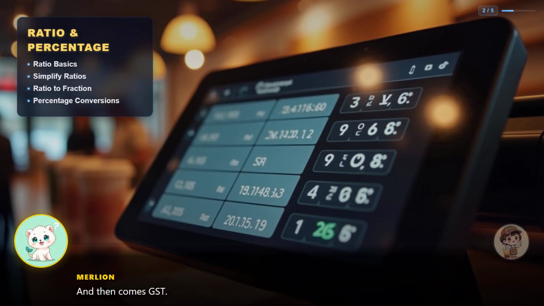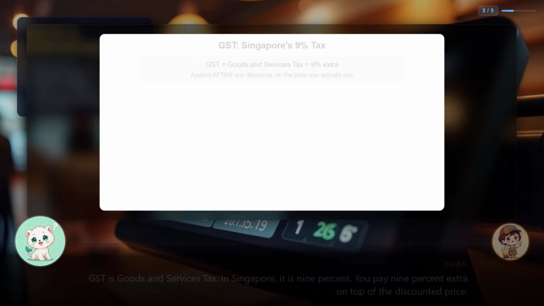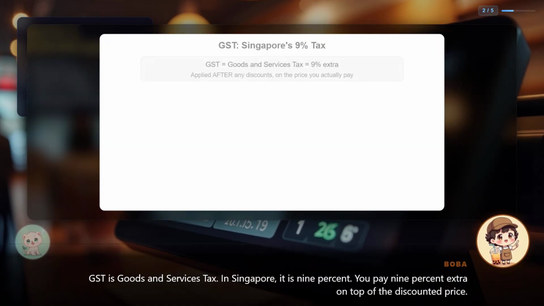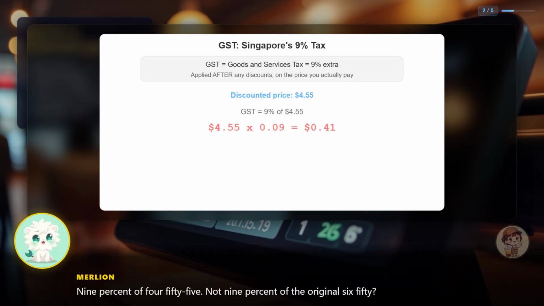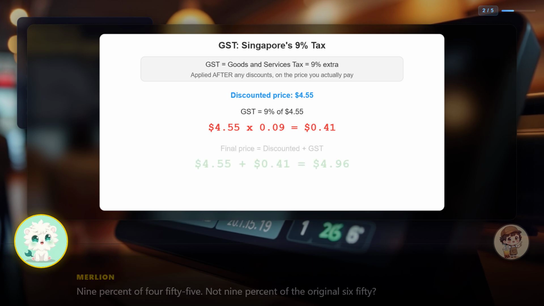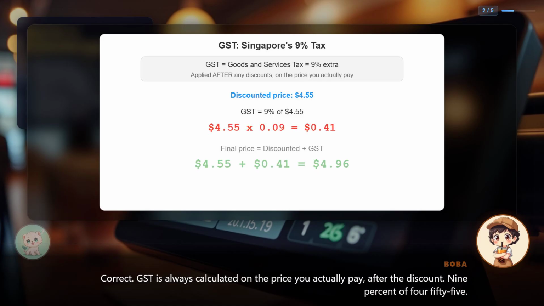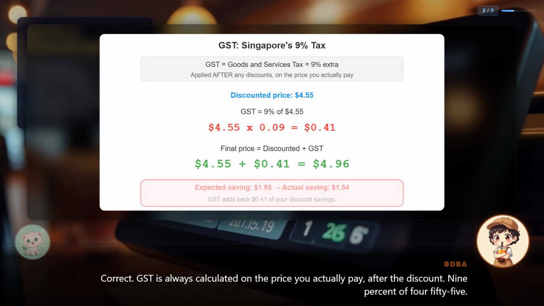And then comes GST. GST is goods and services tax. In Singapore, it is 9%. You pay 9% extra on top of the discounted price. 9% of $4.55. Not 9% of the original $6.50? Correct. GST is always calculated on the price you actually pay after the discount. 9% of $4.55.